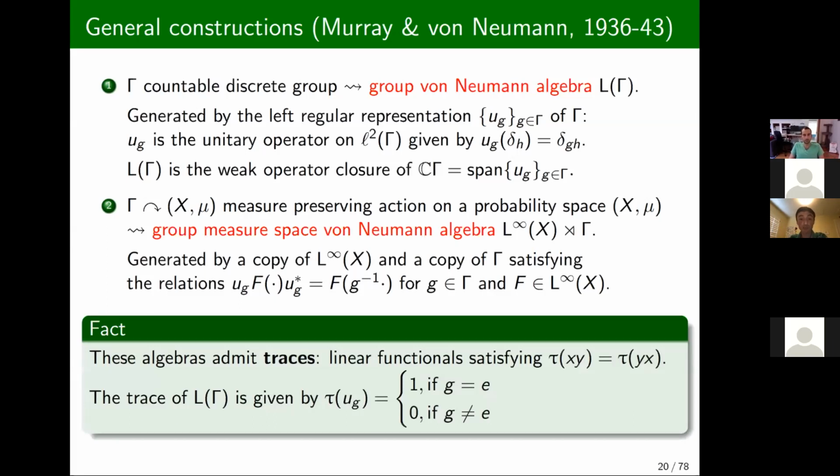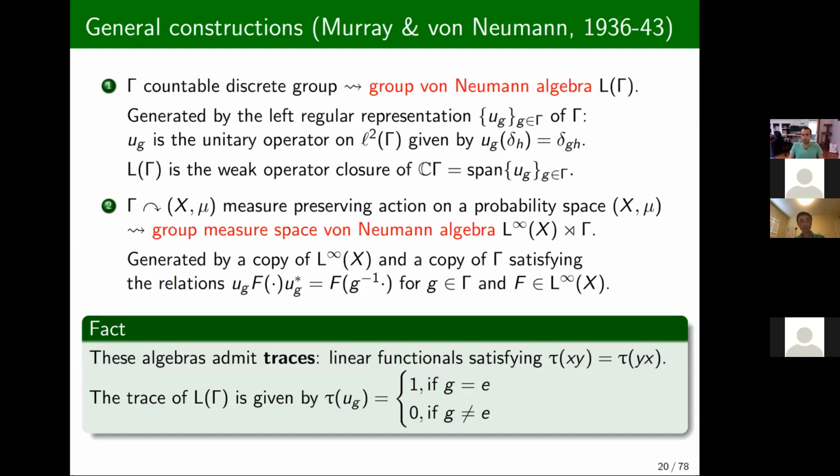All right, so these two classes of algebras both have a key feature, and that is of having a trace. So they admit linear functionals that satisfy that the trace of xy is the same as the trace of yx. So for instance, the trace on L of gamma is given by: trace of u_g is 1 exactly when g is the identity and is 0 otherwise. This is actually a quite important property for L of gamma. It can be used, for instance, to define a dimension theory for modules over L of gamma, and it was used in the past to define l2 Betti numbers for manifolds and groups. So this is one property that is important for that reason, but also through my talk as well. So that's L of gamma.